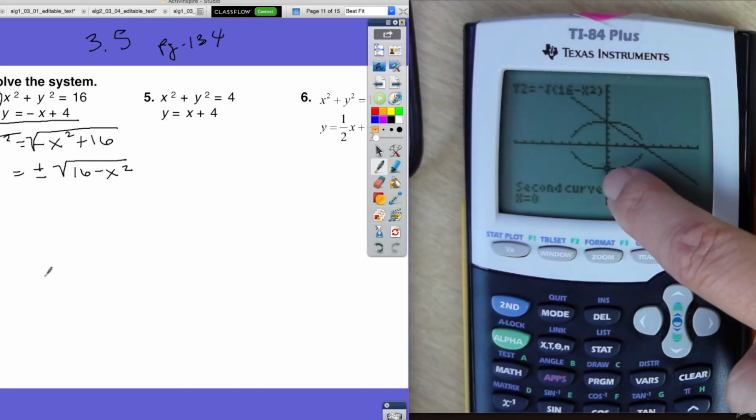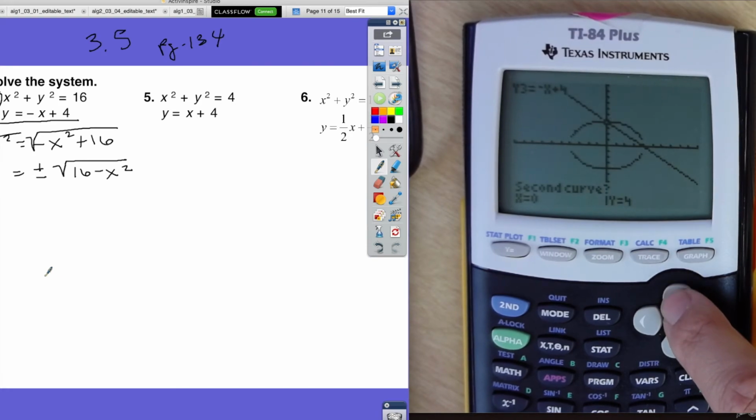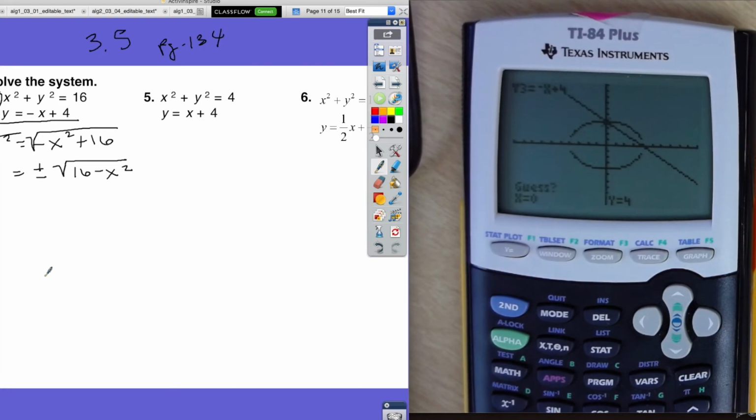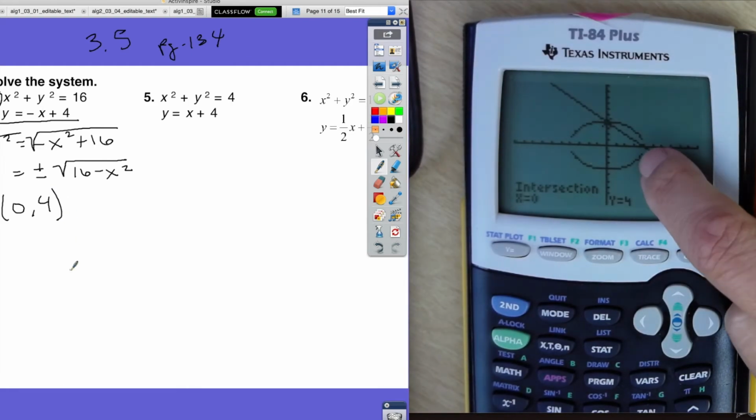I wasn't looking at my second curve. My cursor was down below. So let me go back up here. That's where I think it is. Press enter. And then I press guess. And there's my answer, 0, 4. So that's just one solution. Knowing that they cross at 2 places, I have to do the second part, which is right there.